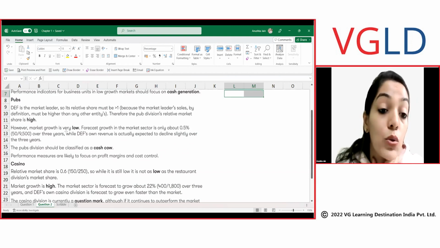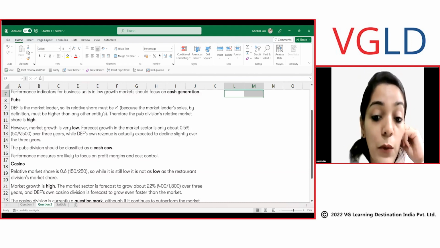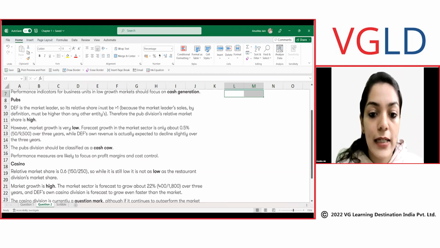However, market growth is very low. What was the growth in the market? Forecast growth in the market sector is only about 0.5%. Like 50 over 9,500. How did I calculate that? Come back to the slides.